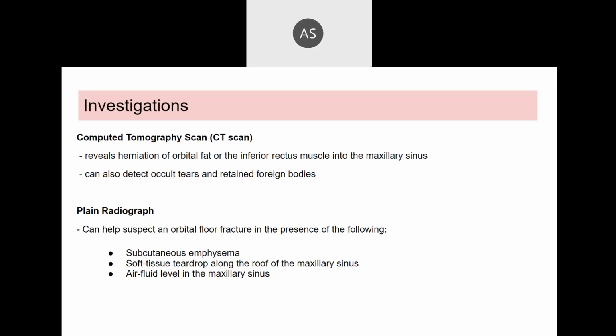For the investigation, we use the CT scan, which can reveal herniation of orbital fat or the inferior rectus muscle into the maxillary sinus. CT scan can also detect occult tears and retained foreign bodies. The second one is plain radiograph. It can help suspect an orbital floor fracture in the presence of subcutaneous emphysema, a soft tissue teardrop along the roof of the maxillary sinus, and an air-fluid level in the maxillary sinus.